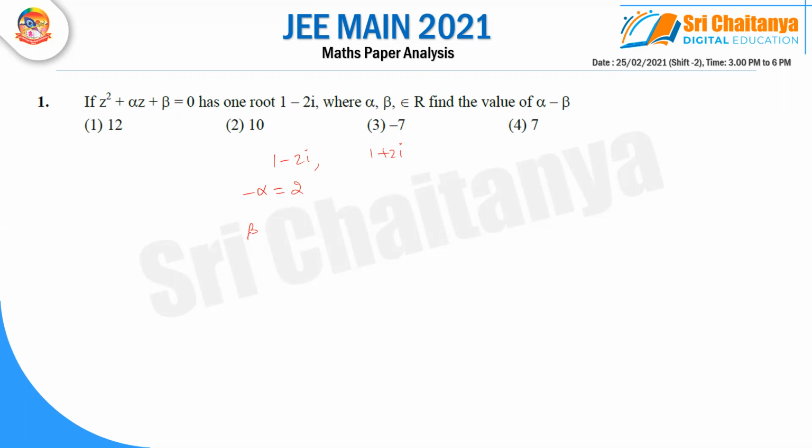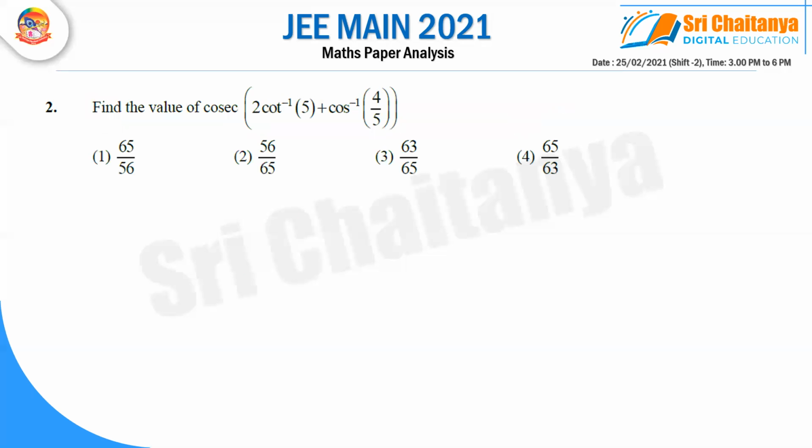And beta will be the product of roots, which will be 1 square minus 2 square i square, nothing but 5. So if someone asks me the value of alpha minus beta, I will write it as minus 2 minus 5, which is nothing but minus 7. So the answer will be the third option.